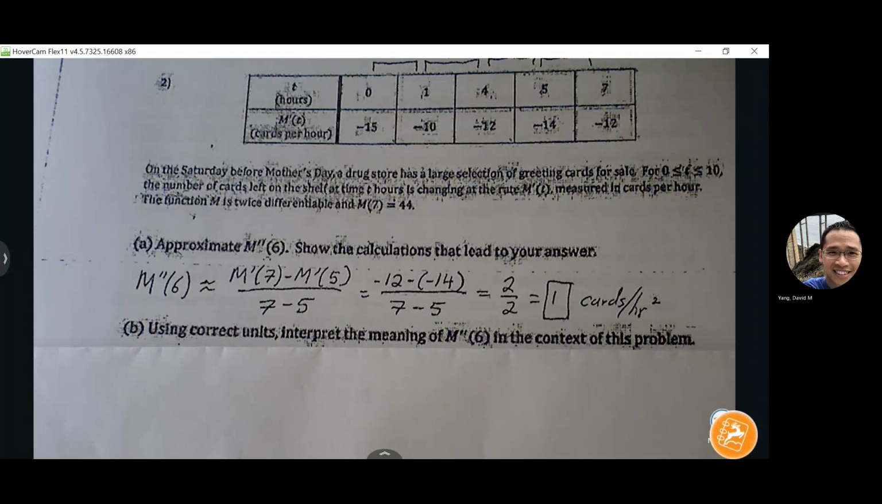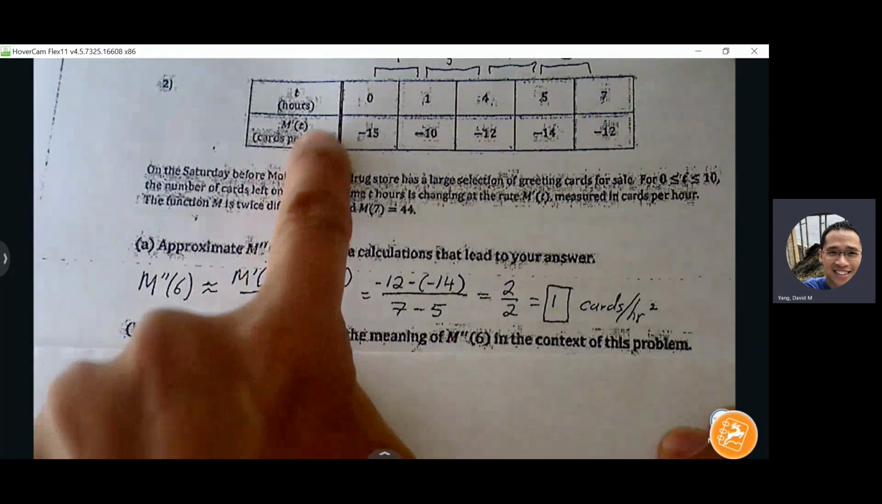Question so far. It says using correct units, interpret the meaning of m double prime of 6 in the context of this problem. Now, I think what some students do is they see second derivative and they don't know exactly what to say, so they use the word acceleration. So acceleration will be good for particle motion, but it doesn't quite fit the context of this problem, right? We don't do acceleration when we're talking about cards coming off the shelf. So what does that mean? What does that positive 1 mean in the context of this problem?